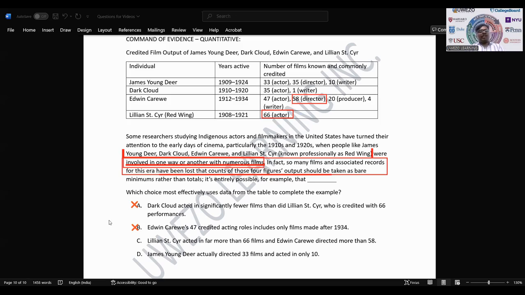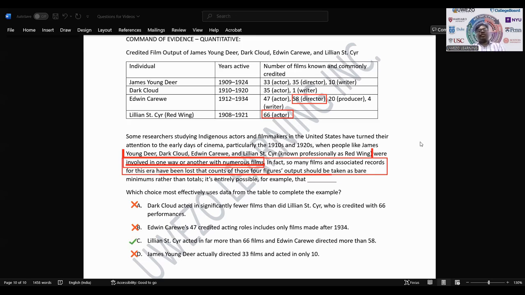Let's look at option D. James Young Deere actually directed 33 films and acted in only 10. So this is wrong data according to the table itself. So we can eliminate this one. As we have crossed out options A, B, and D, the right answer has to be option C.